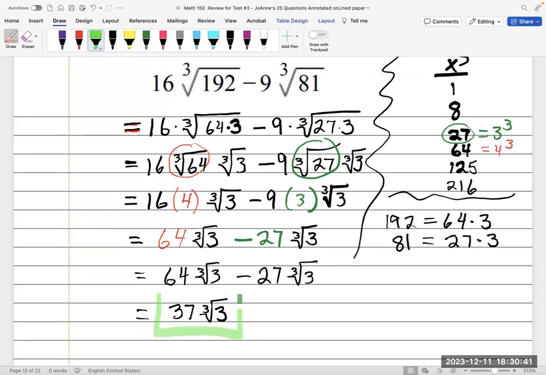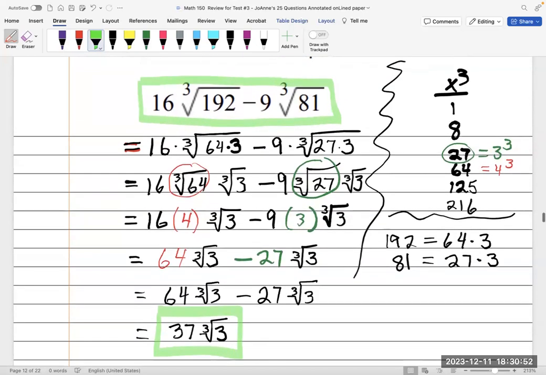And that would be your final answer in simplified radical form. This original expression in the top green box is the same as the expression in the bottom green box. Where I got these numbers was just by cubing the integers.